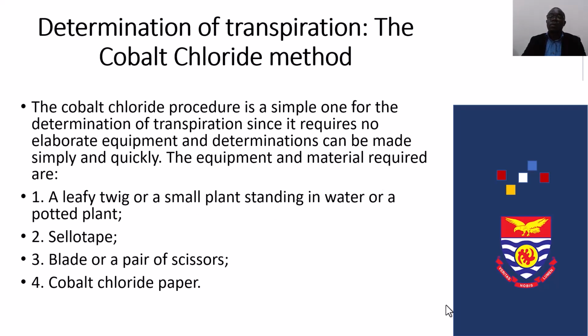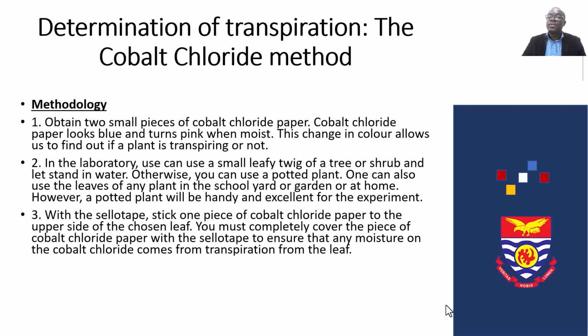The cobalt chloride method. This procedure is a simple one for the determination of transpiration since it requires no elaborate equipment and determinations can be made simply and quickly. The equipment and material required are a leafy twig or a small plant standing in water or a potted plant, sellotape, blade or a pair of scissors, cobalt chloride paper, and the method is as follows.